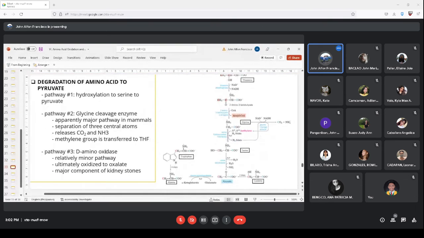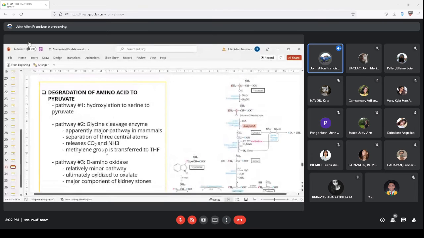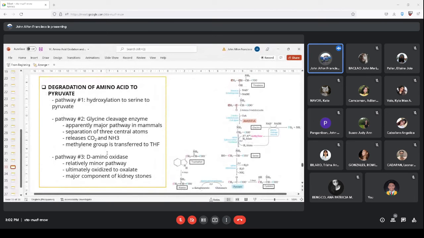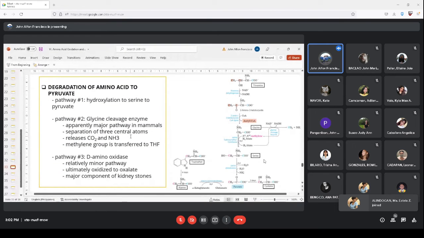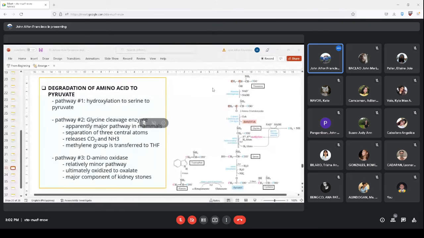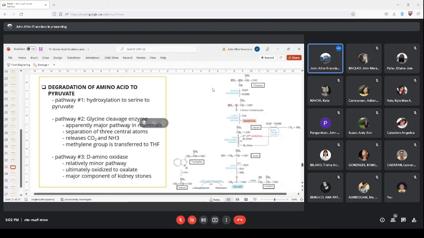Another degradation pathway for the amino acid is the formation of pyruvate. Pyruvate will be the starting material for the citric acid cycle. Okay, formation of citric acid cycle. There are three of them. It can be hydroxylation of serine to pyruvate. I haven't included that one in the slide, I think.